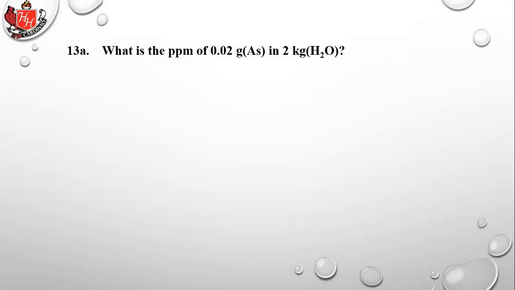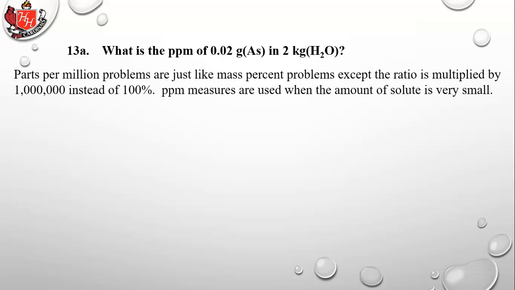What is the parts per million of 0.02 grams of arsenic in 2 kilograms of water? So we said parts per million problems are just like mass percent problems, except the ratio is multiplied by 1 million instead of 100%. Parts per million measures are used when the amount of solute is very small, such as contaminants in drinking water, as we mentioned earlier. So there's the formula.